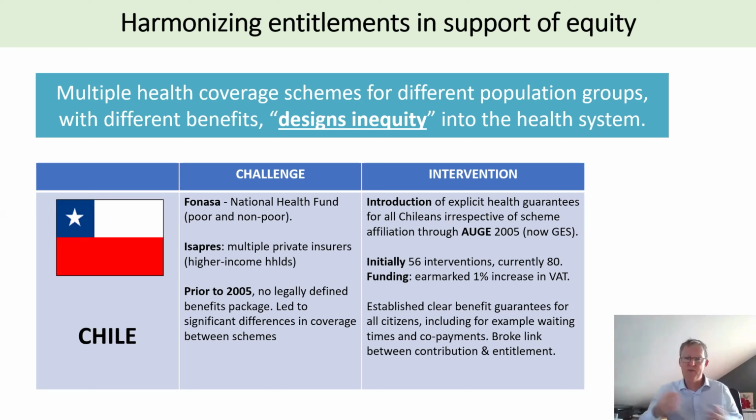There were very significant differences in coverage between the schemes and benefits. What Chile did was it introduced in 2005 this UHIA scheme, which has now been renamed GES. But the point was actually not to try and merge these two different systems, but rather to introduce a new set of explicit guarantees for all Chileans, based on, in a sense, citizenship, not based on making a contribution, but a set of universal explicit health guarantees. Initially 56 interventions. I've put currently 80. I think it might be slightly more now. Funding, at least initially, with a clear earmarked source, 1% coming from VAT.